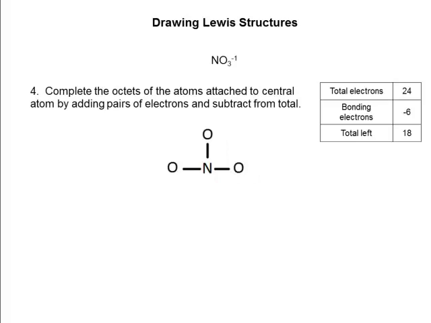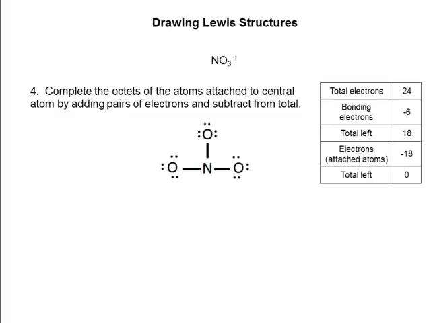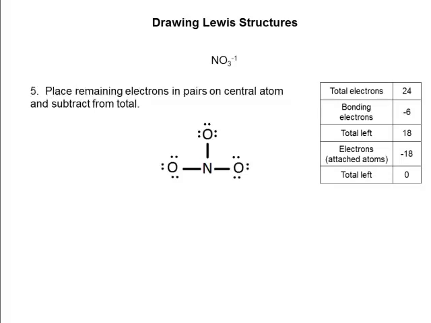All right, I'm going to complete the octets. Each one of those oxygens needs another 6 electrons, which means 3 lone pairs on each, which means I'm going to use 18 electrons. So I've got a total of 0 electrons left. Any remaining electrons go on that nitrogen. Well, I have no remaining electrons, so I can't put any on the nitrogen. So I'm left with 0 overall.